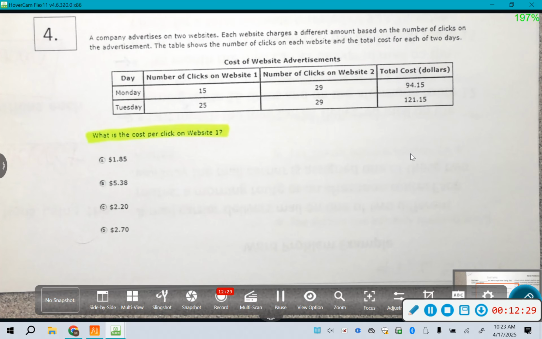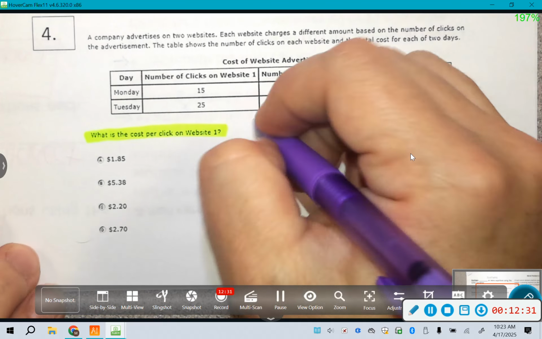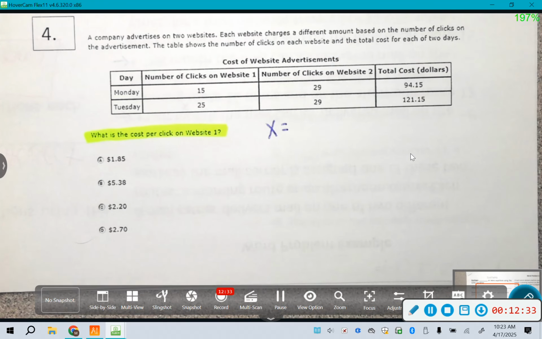So what can we label that our X? It's talking about advertising. That's what it means by cost per click, like on a website. If you're advertising on a website, this company's charging per click on that advertisement.